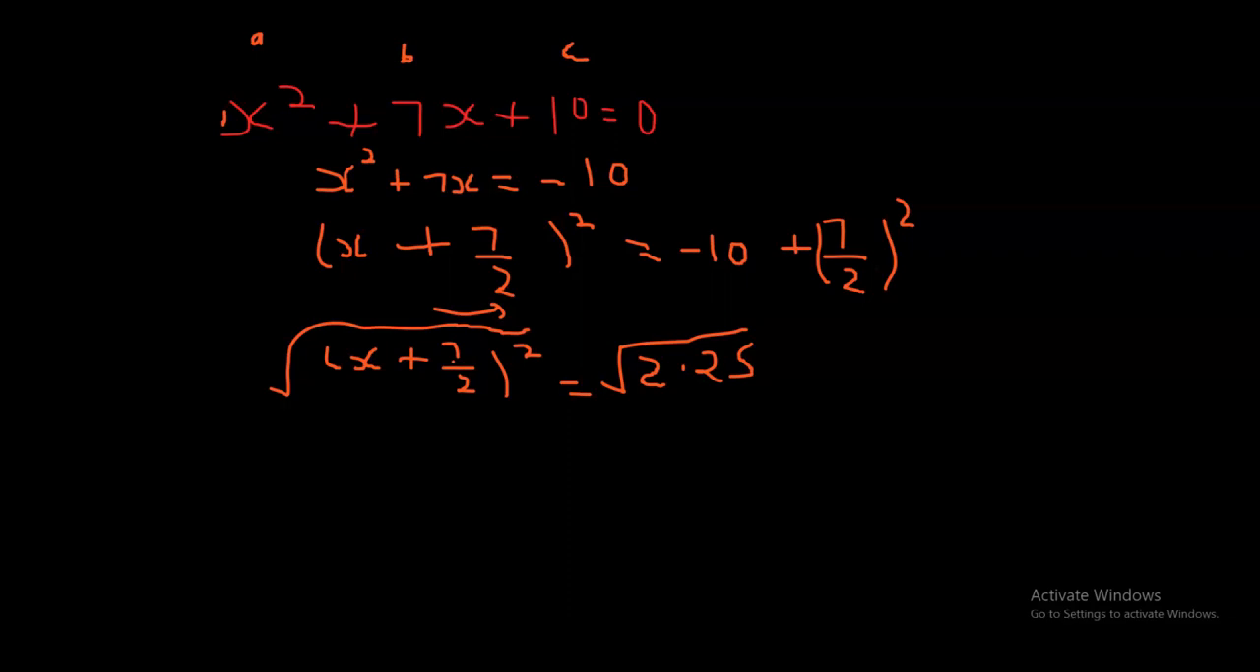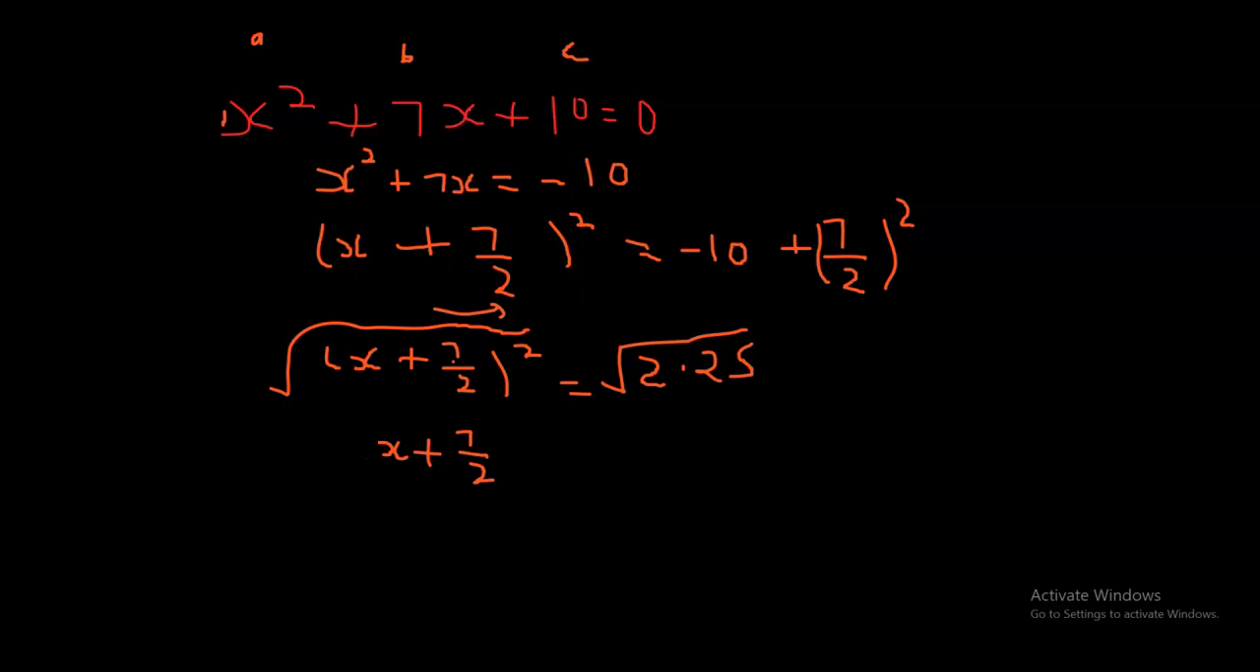So we'll square both sides. Once you square this side, only x plus 7 over 2 will remain. You can put it in brackets or not, it won't affect anything. Just leave it without the bracket, because there's no need for one anymore. Just leave the value as it is, which is x plus 7 over 2.